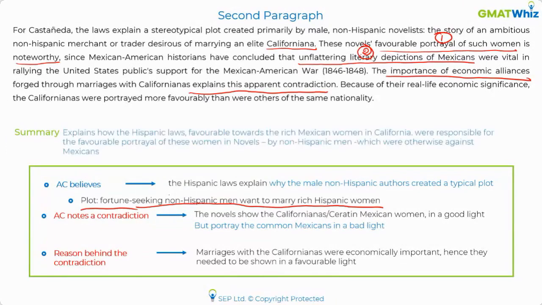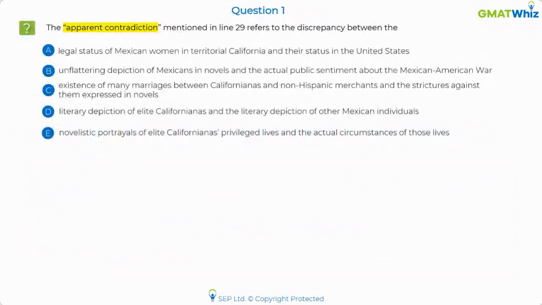The summary is, this paragraph explains how the Hispanic laws favorable towards rich Mexican women in California were responsible for the favorable portrayal of these women in novels. Okay. So the question was, let me see, any issues, guys? I have been a little quick here because we don't have time, but those of you who've read, you'll be able to identify. Now let's look at the question.